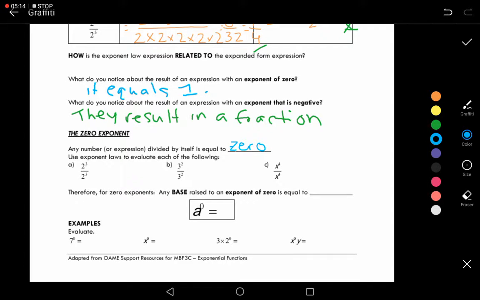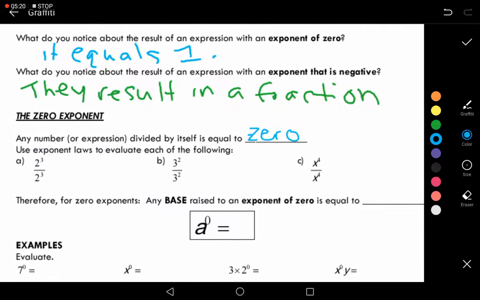Okay, so it says use exponent laws to evaluate each of the following. So here we have any number divided by itself, right? So 2 to the power of 3 divided by 2 to the power of 3, we know is going to be 2 to the power of 0, which if we type that into our calculator, we will get an answer of 1. Same thing here, right?